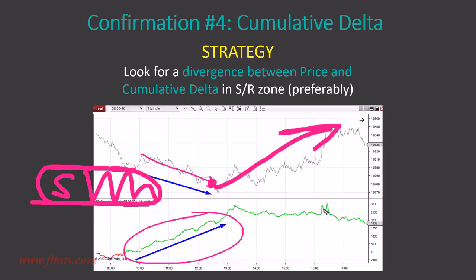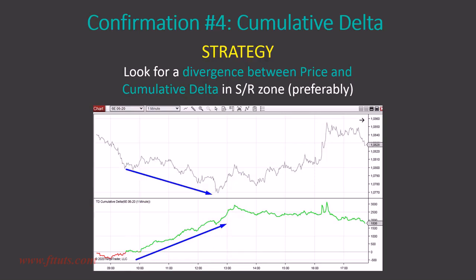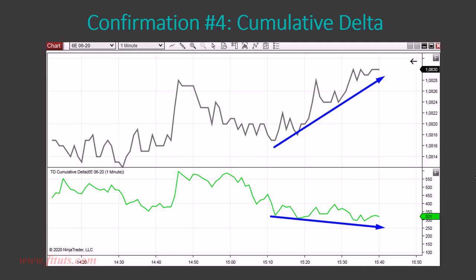It's that simple. The only thing you need is divergence between price and delta. Price going one way, cumulative delta going the other way. And that's it. Just make sure that you use the same time frame on your price chart as well as on delta, preferably 1 minute time frame.